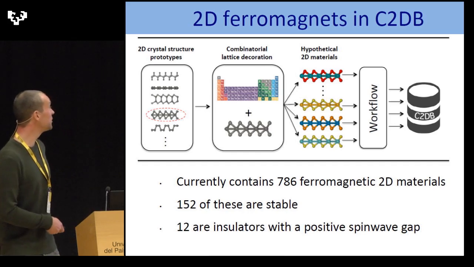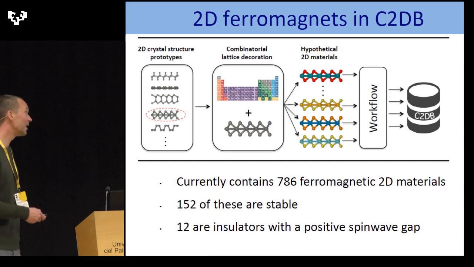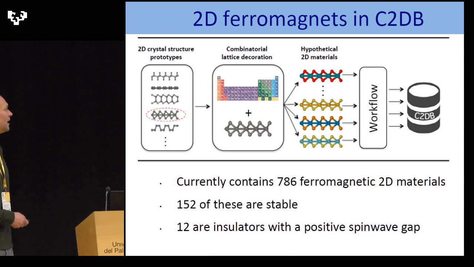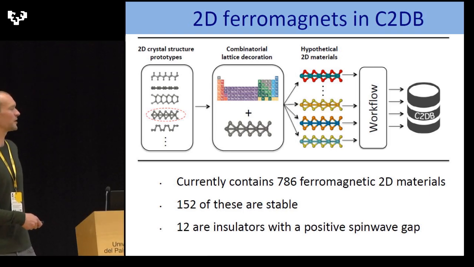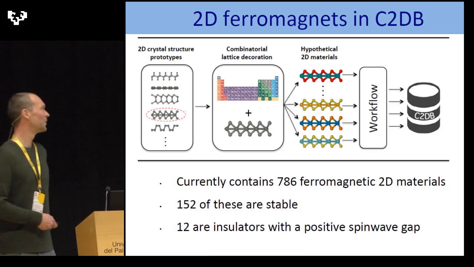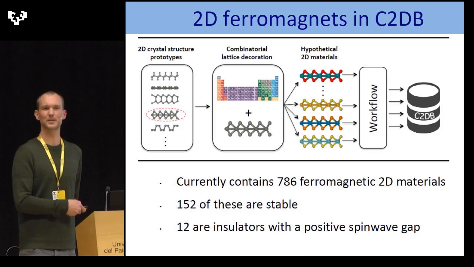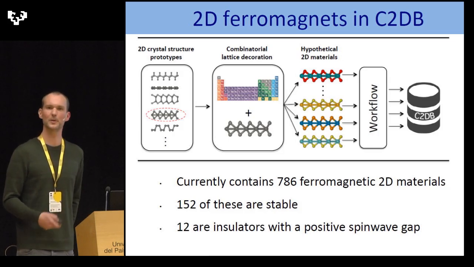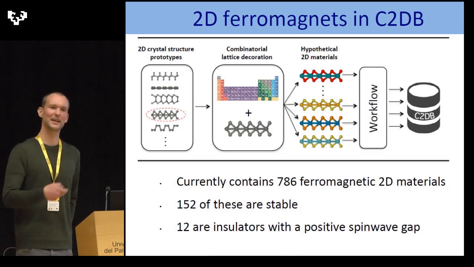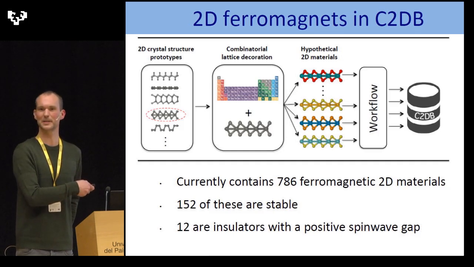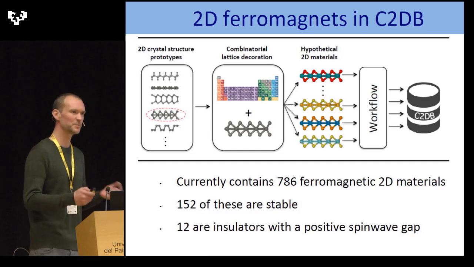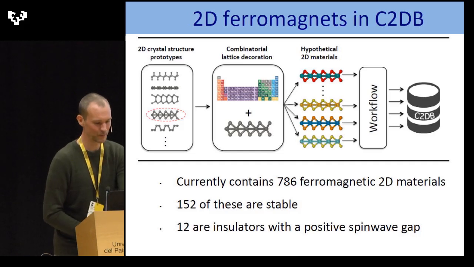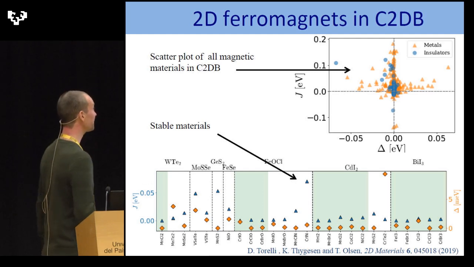So if we go back to the C2DB, it has 786 ferromagnetic 2D materials, and only 150 of these are stable. And 12 of these are insulators with a positive spin wave gap. We're not very fond of dealing with metals because, first of all, the Heisenberg model is probably not very good for metals. And second, the energy mapping analysis used to extract the parameters is ill-defined for metals because the spin will change when you change spin configuration and so on. So we will stick with insulators for this problem.